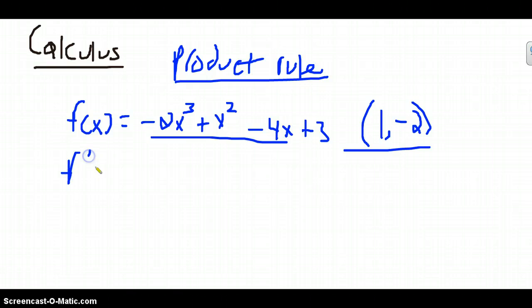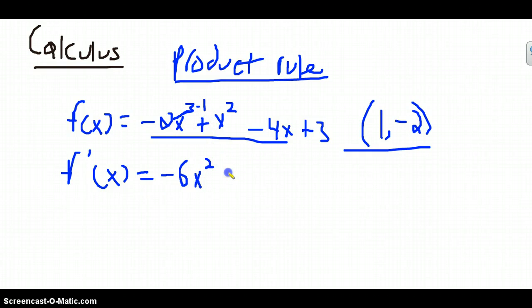Therefore, f prime of x, the derivative: what's the derivative of negative 2x to the third? I think of it this way. We multiply the 3 by the negative 2, which gives us negative 6, and then we subtract 1 from that exponent, which gives squared. In other words, negative 2 times 3 is negative 6, so negative 6x to the second, because 3 minus 1 is 2.